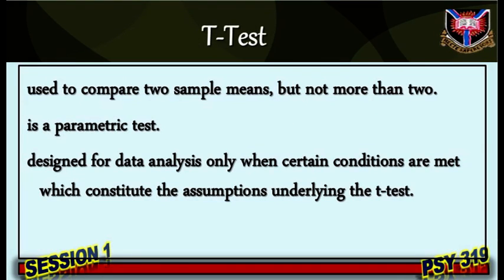Content. T-test. In the use of t-tests, you examine situations where two separate samples are drawn in order to compare the mean difference between the two samples. In other words, t-tests are used to compare two sample means, but not more than two, because it is a parametric test. The t-test was designed for data analysis only when certain conditions are met, which constitute the assumptions underlying the t-test.